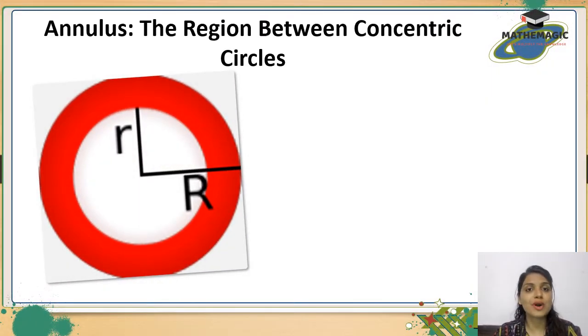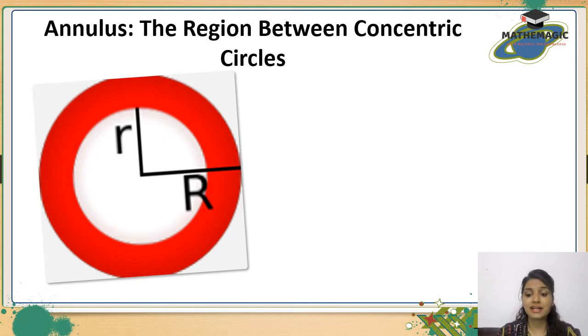Now let us see what is annulus and how we can calculate the area for the annulus. So annulus is the region between the concentric circles. It is a flat shape like a ring, and the area of annulus can be calculated by finding the area of the outer circle and the inner circle. All we need here is just to find the difference between both the circles to get the result.